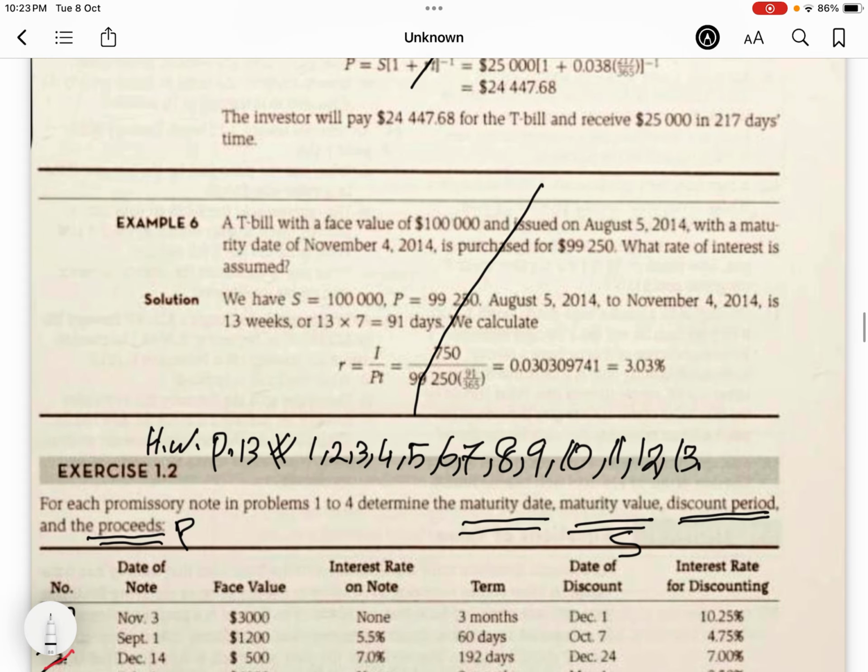Homework today for this section will be page 13, number 1, 2, 3, 4, 5, 6, 7, 8, 9, 10, 11, 12, 13. Or, in other words, from 1 up to 13.